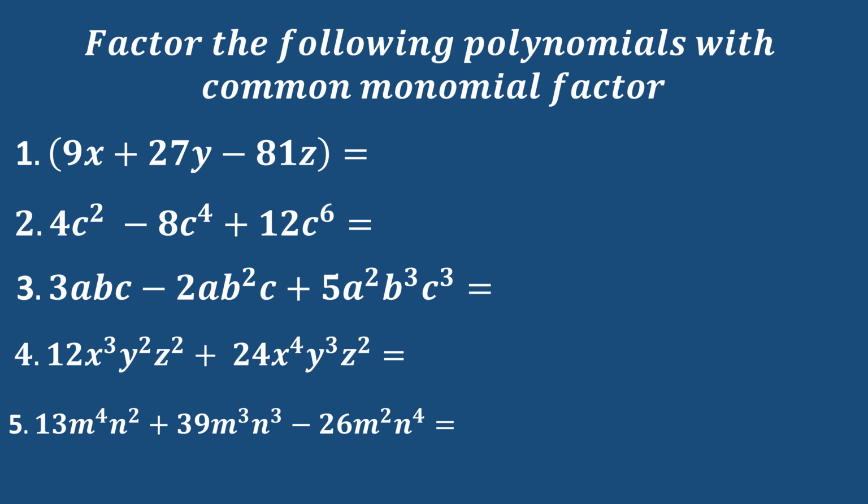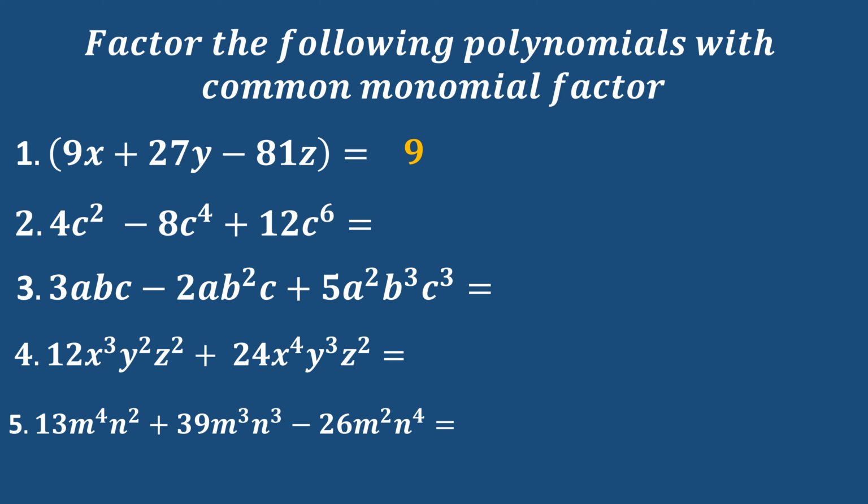Okay, so let us proceed. This time, we will be getting the factors of the following polynomials with common monomial factor. When we say common monomial factor, it's that one term that is common to the given number of terms. So what is the common monomial factor of the given 9x plus 27y minus 81z? We have the 9, 27, and 81 to be considered first. For the constant, we have a common factor, which is 9.